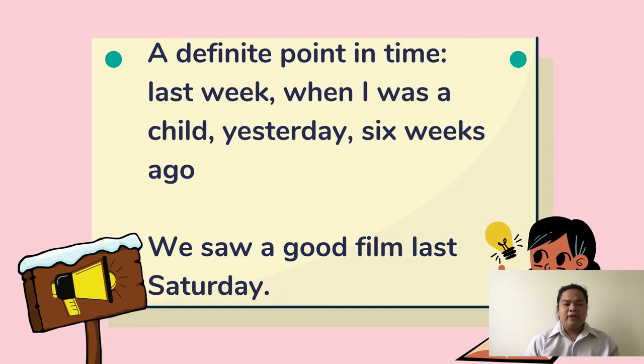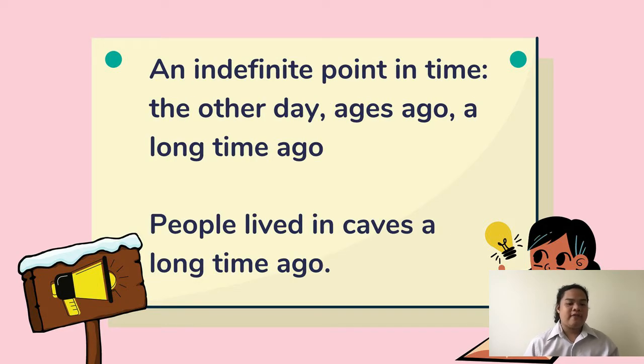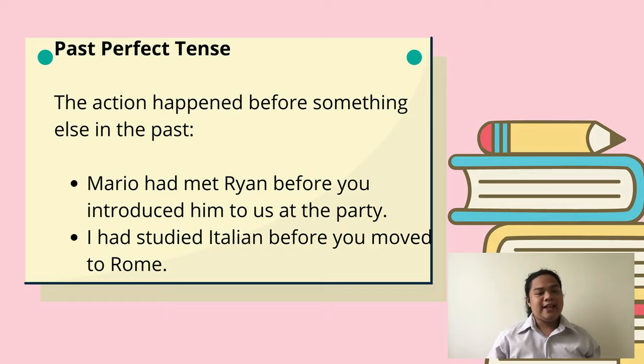So if we have a definite point in time, we also have an indefinite point in time. So the examples of an indefinite point in time are the other day, ages ago, a long time ago. So for example, if we use it in a sentence, people lived in caves a long time ago. So the phrase long time ago is an example of an indefinite point in time. So let us now go back to our past perfect tense.